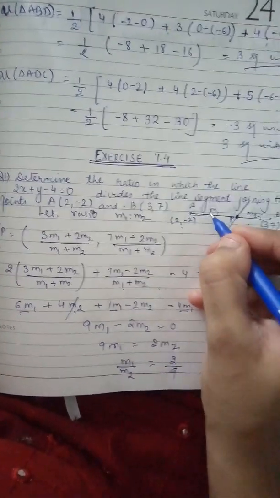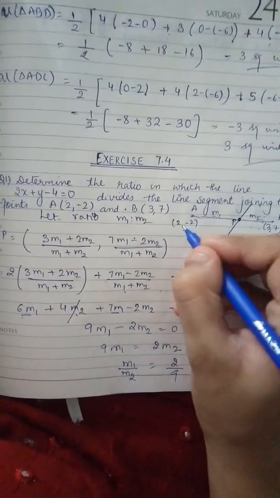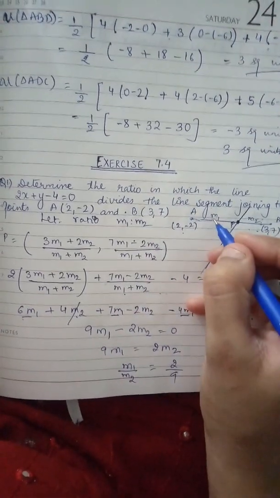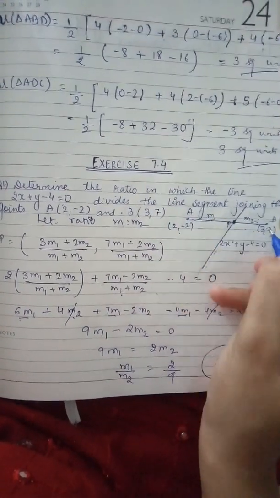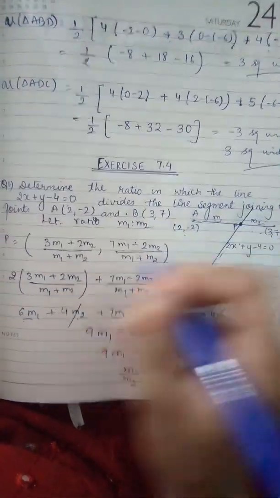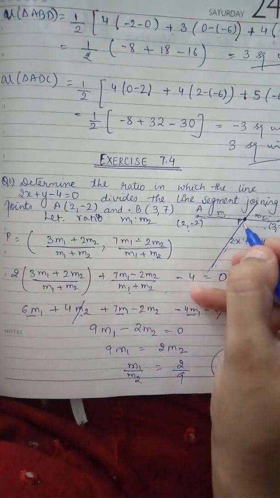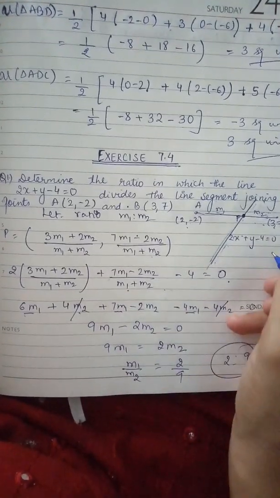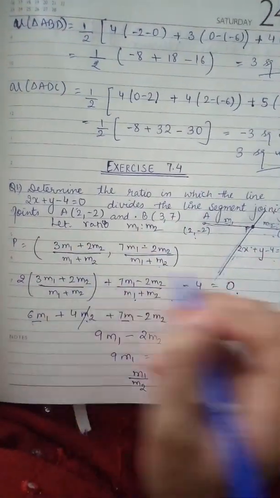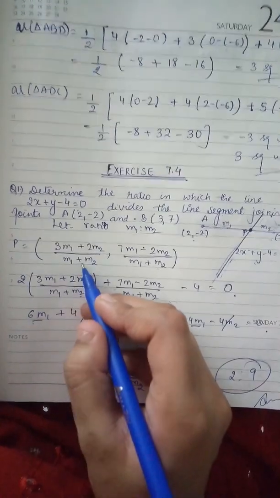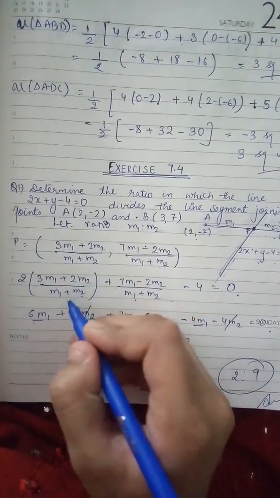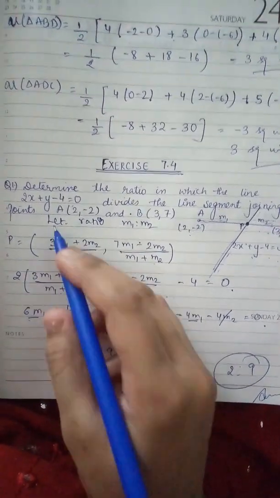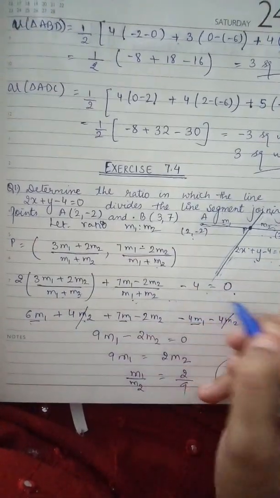section formula will be (3m1 plus 2m2) upon (m1 plus m2), and the y coordinate will be (7m1 minus 2m2) upon (m1 plus m2). But this coordinate is on the line 2x plus y minus 4 is equal to 0. So this will satisfy this equation. So the x coordinate is (3m1 plus 2m2) upon (m1 plus m2), plus y, minus 4 is 0.